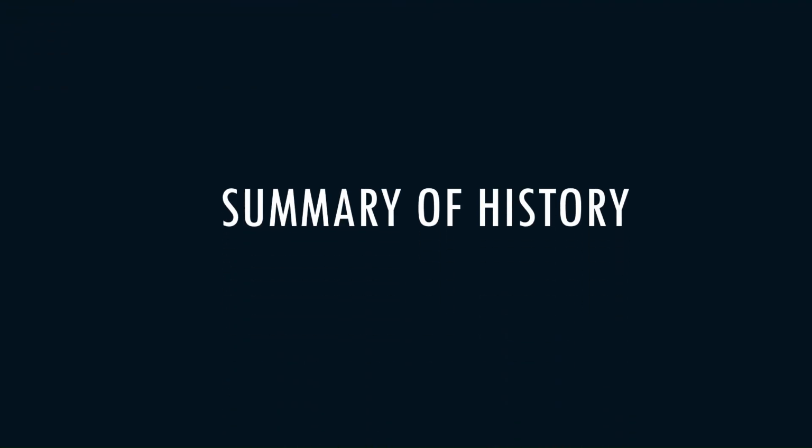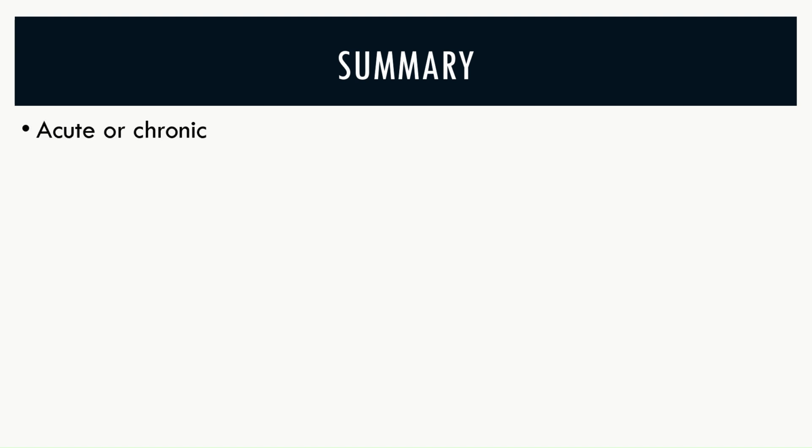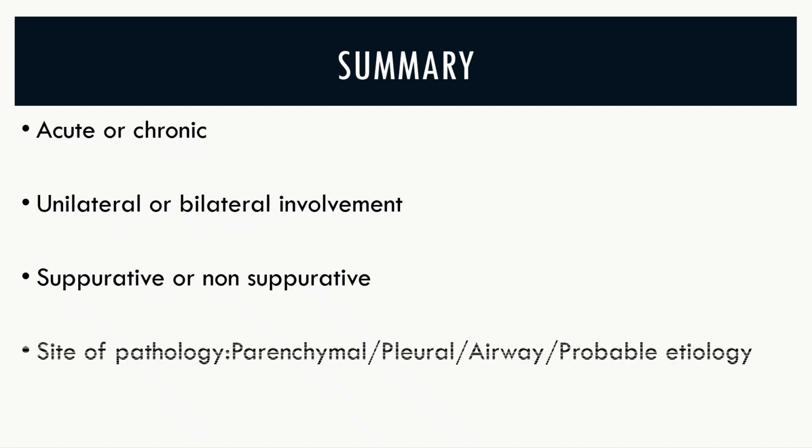Summary of history. After completing history, we summarize the findings. We determine whether the condition is acute or chronic, whether disease process is unilateral or bilateral. We assess whether disease is suppurative or non-suppurative. Next, we identify the likely site of pathology, which may involve lung parenchyma, pleura, or airways.